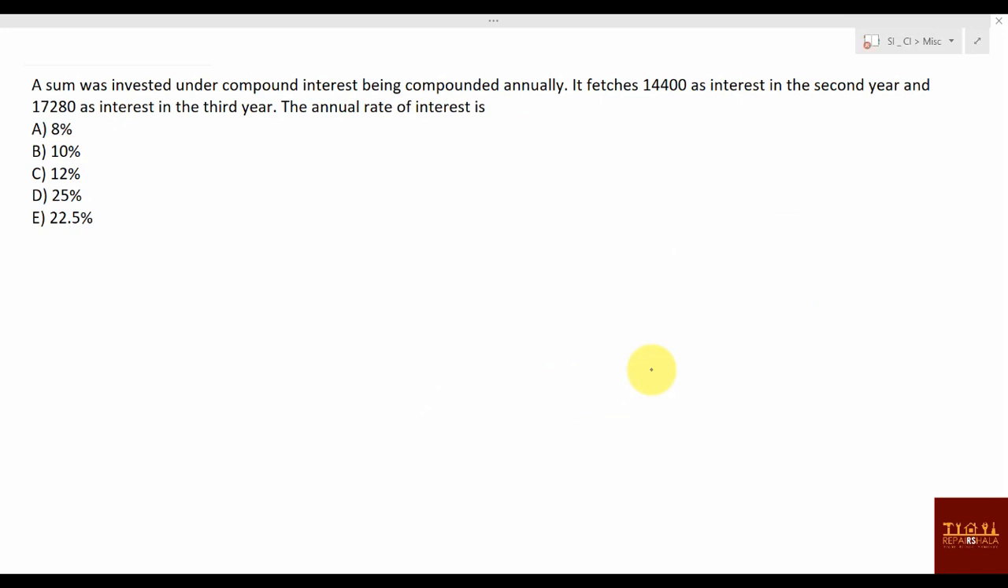This one: a sum was invested under compound interest being compounded annually. It fetches 14400 as interest in the second year and 17280 in the third year. So second year CI is given as how much? 14400, and third year CI is given as how much? 17280. How much increment is happening? You know how much percentage increment is happening? That will be only the rate of interest.